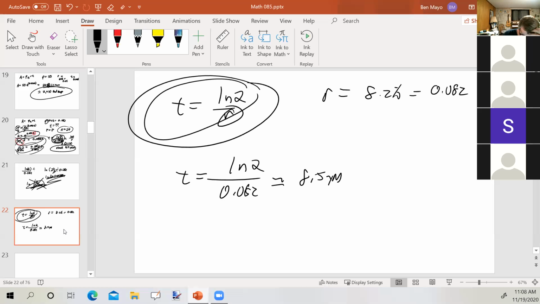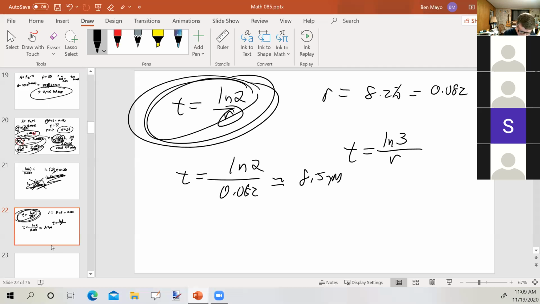So let me ask you this. If this is the formula for how long it takes for something to double, what would the formula be for how long it takes something to triple? Would it be log 3 over 0.082? The natural log of 3 over whatever R is. Not just log, but natural log, right?